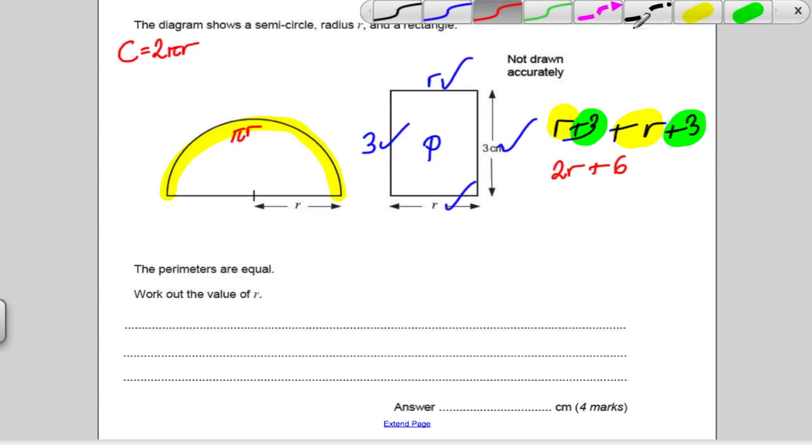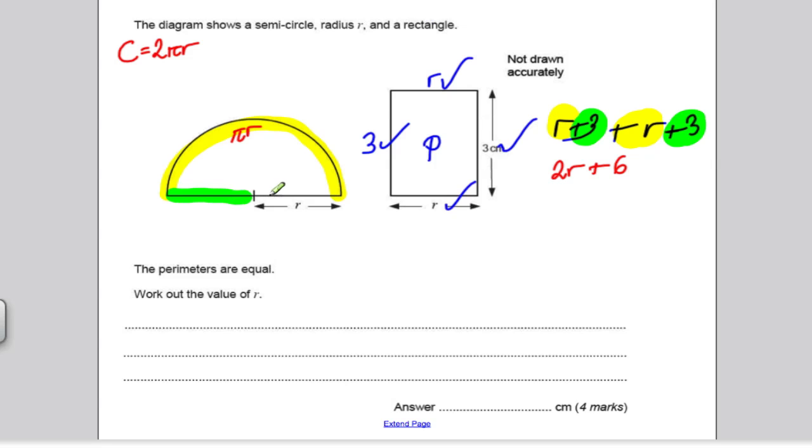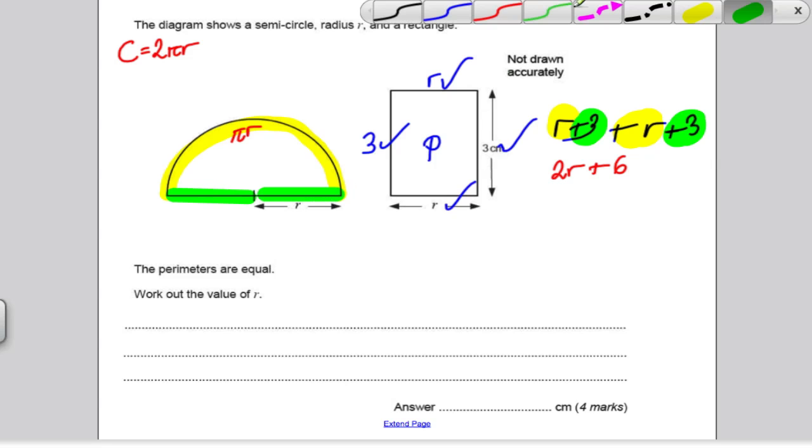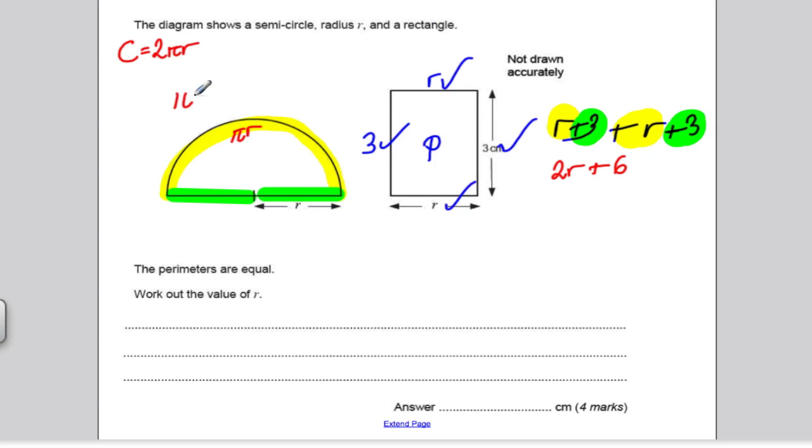But don't forget, you must add in that distance and that distance, which are 2 radiuses, to work out the whole thing. So this perimeter would be pi r, which is the curved bit, plus 2 lots of radius. Now, you are told the perimeters are equal, so make these expressions equal to each other and try and solve. Pi r plus 2r must equal 2r plus 6.